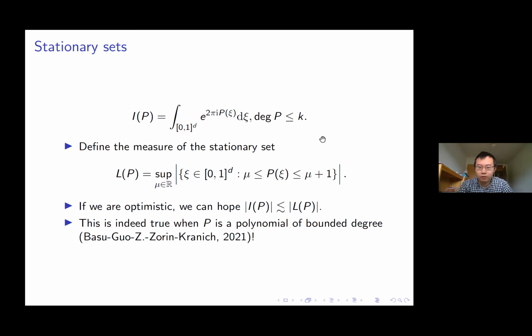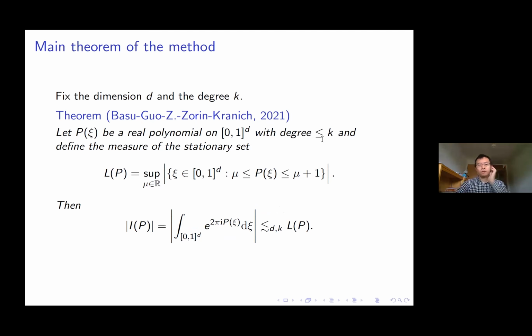So I'll state it in the next slide. Formally, the theorem reads the following. If you have a real polynomial, it has to be real, in d dimensions with degree bounded by k, and you define the stationary set like what I explained before, then this integral over [0,1]^d of e to the 2 pi i P is bounded by the measure of the stationary set, up to a constant depending on the degree and the dimension. And that's the main theorem. Because this is the main theorem, let me pause a little bit and see if there are questions.